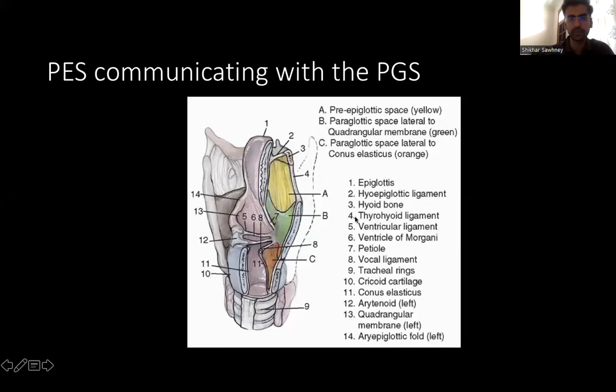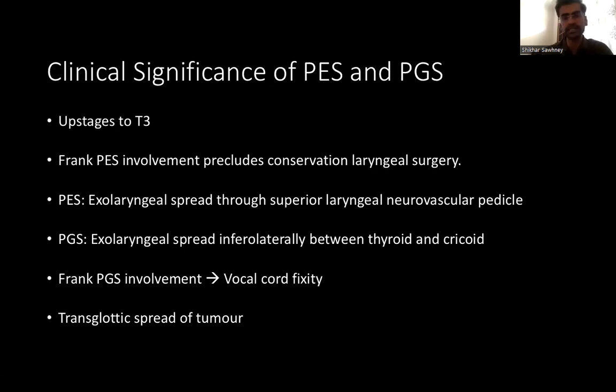This is an oblique view of the larynx, wherein we can appreciate the communication between the pre-epiglottic space and the paraglottic space. The yellow part is the pre-epiglottic space, and as we can see on either side of the epiglottis, laterally, it communicates with the green and the red zones, which are the paraglottic spaces. What is the clinical significance of these spaces? Involvement of these spaces upstages the tumor directly to T3.